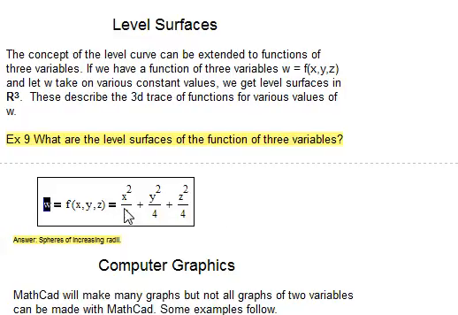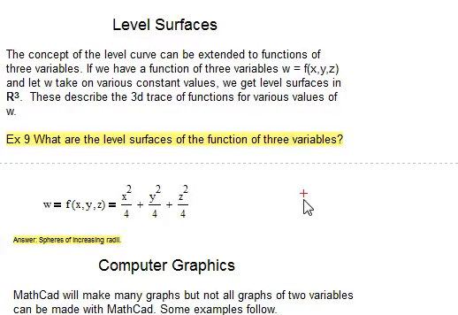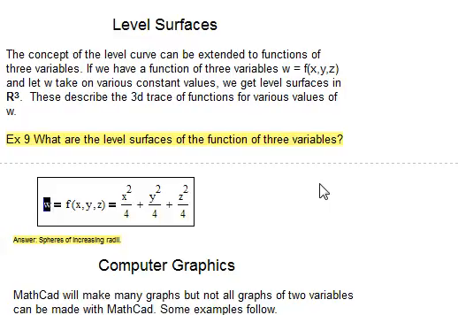But if w is equal to 1, then we'd have 1 equals x squared over 4 plus y squared over 4 plus z squared over 4, so x squared plus y squared plus z squared equals 4. We would have a sphere of radius 2. And if w is equal to 4, trust me, we would wind up with a sphere of radius 4. And if w is equal to, let's say, 5, we'd have a sphere of radius 20.